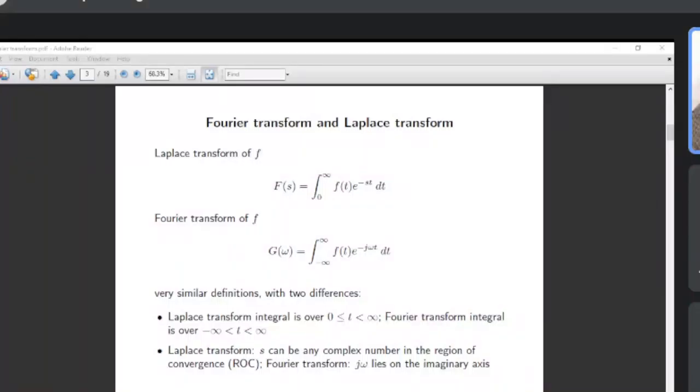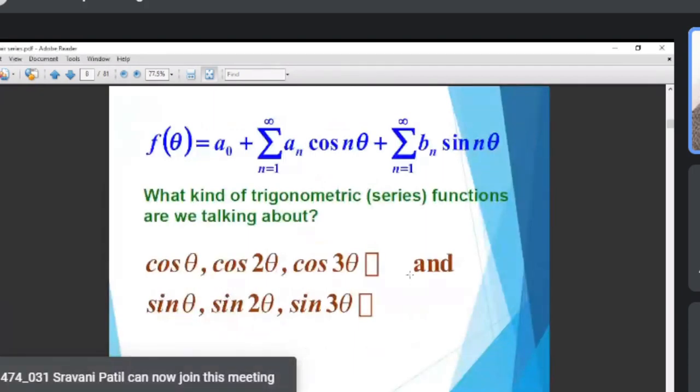Okay. So till the last class, we discussed the Fourier series. This class, let us see the series that we are talking about. Let me just go back to where we finished. So we discussed these periodic functions.